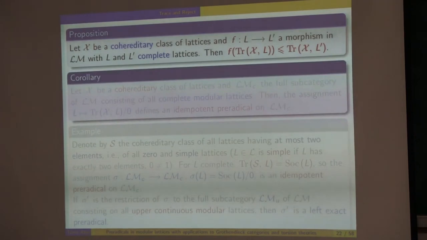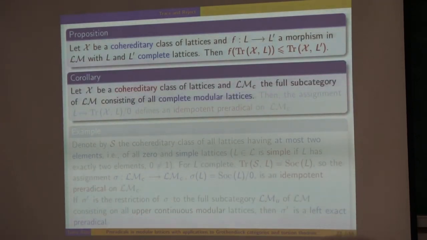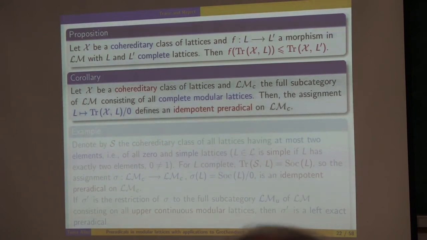Corollary, if we have proprietary classes, we denote by L, M, C, C coming from concrete, but we start with the value of L of N. For example, all complete modular lattices in the S. Then, the assignment L is Malthusian trace defines an idempotent predicate.